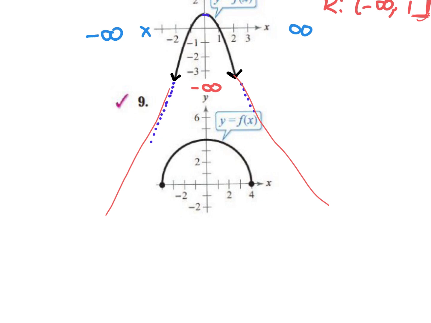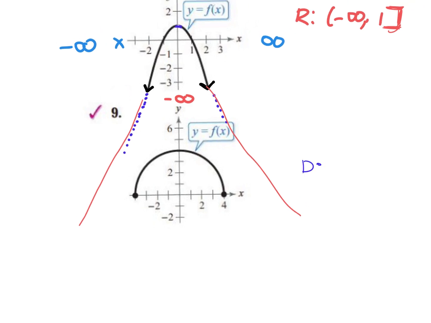So let's read left to right. Domain, left to right. Where does this graph start? Negative 4. And where does this graph end? Positive 4. Are those points included or not? Yep, they're both included. Perfect. Now let's talk about the range. We read from bottom to top. So where on the y-axis does the range start? 0. And where does it end? 4. Included or not? Yep, there you go.